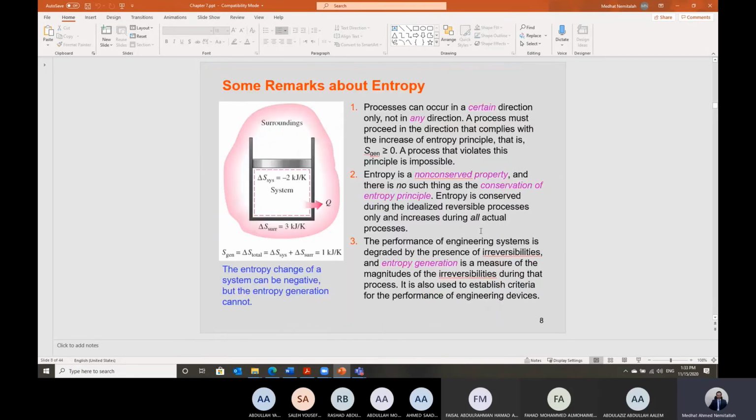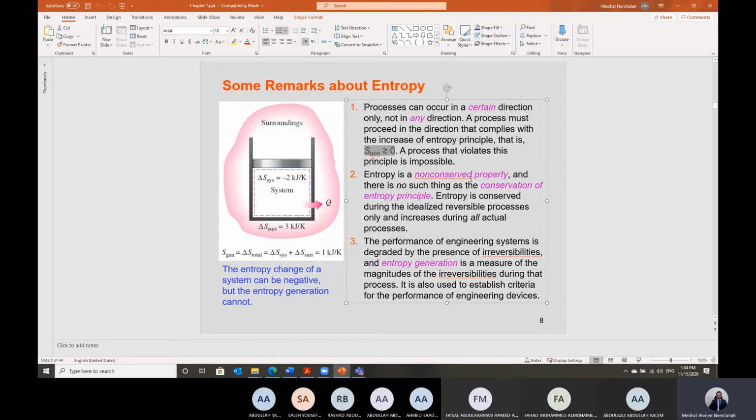So based on the second law analysis, we can say any process has a direction from high energy quality to low energy quality, and also in the same direction of the increase of the entropy generation. Any process should proceed in the direction of the increase of the entropy generation. Entropy also, shabab, is a non-conservative property.